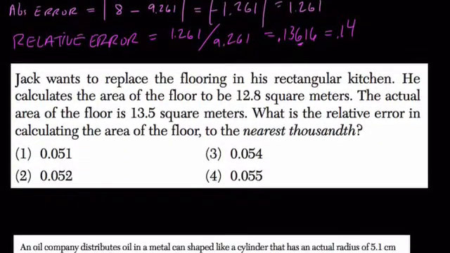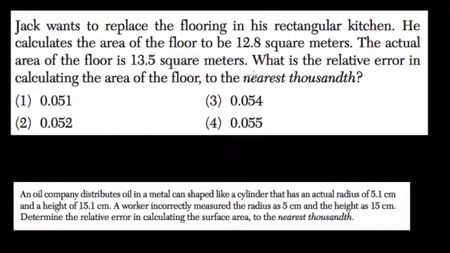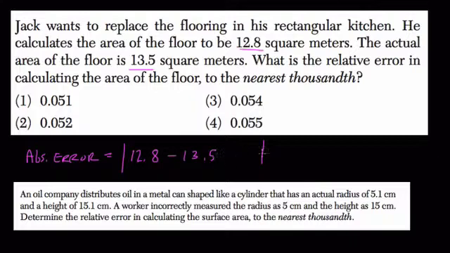Okay, moving on. Jack wants to replace the flooring. He calculates the area to be 12.8, but he should have gotten 13.5. What's the relative error? Okay, so absolute error is the difference between what you should have gotten and what you did get, but it's an absolute value, so you always get a positive value. So we did 12.8 minus 13.5, or the reverse order, doesn't matter. We're just taking the absolute value.